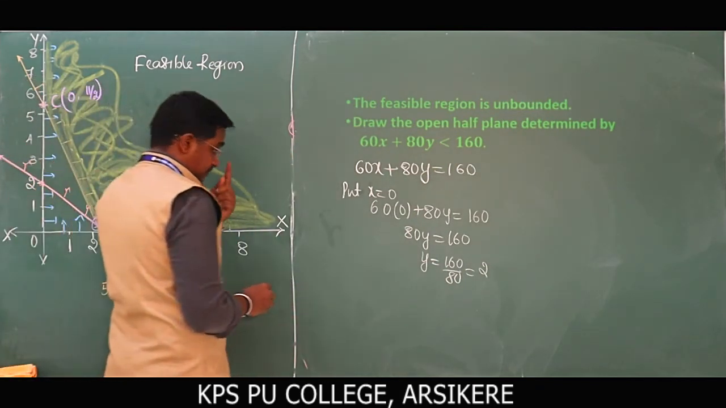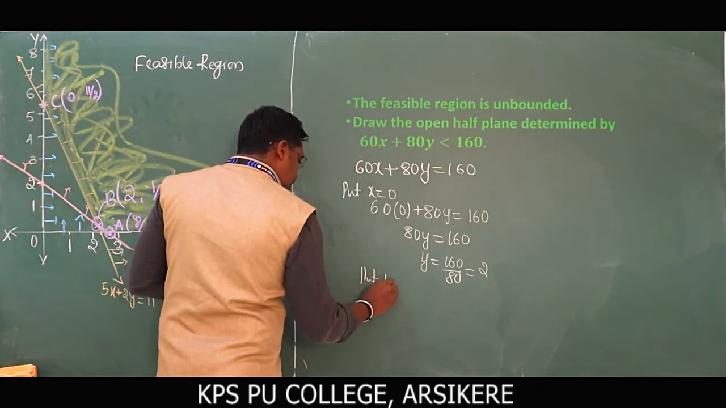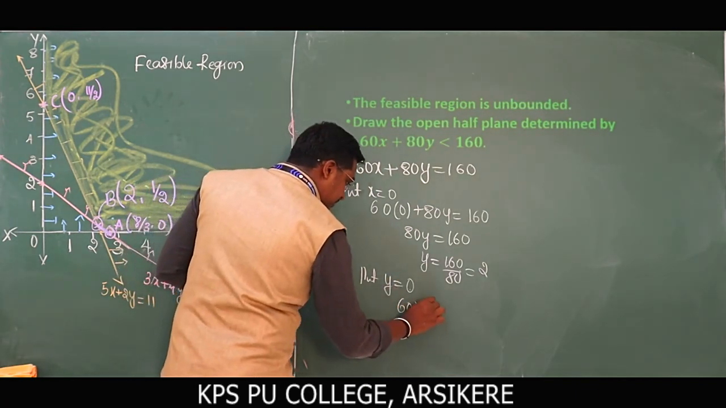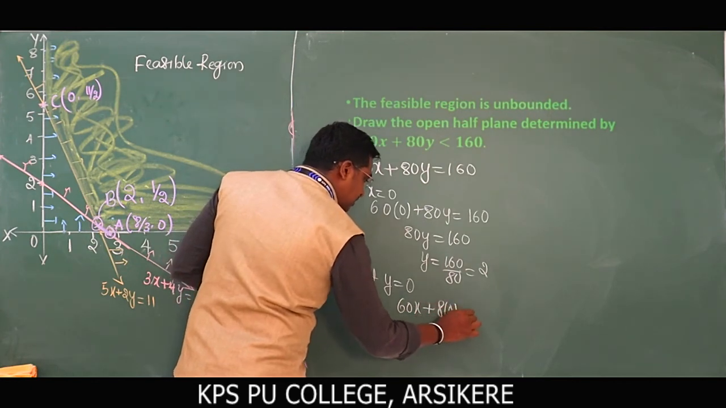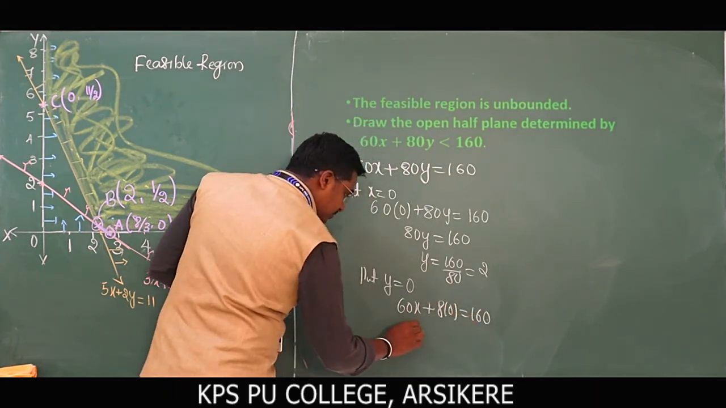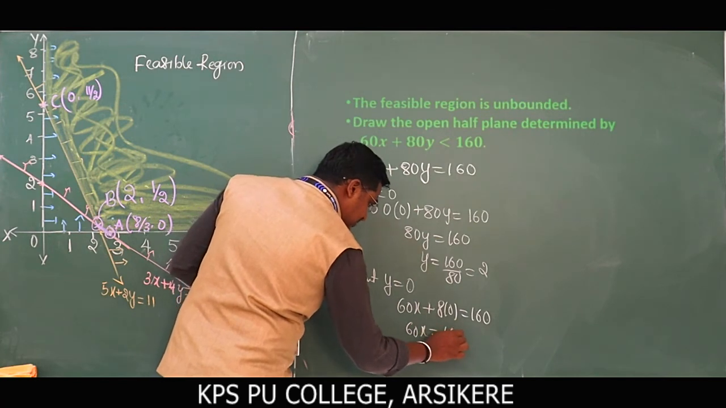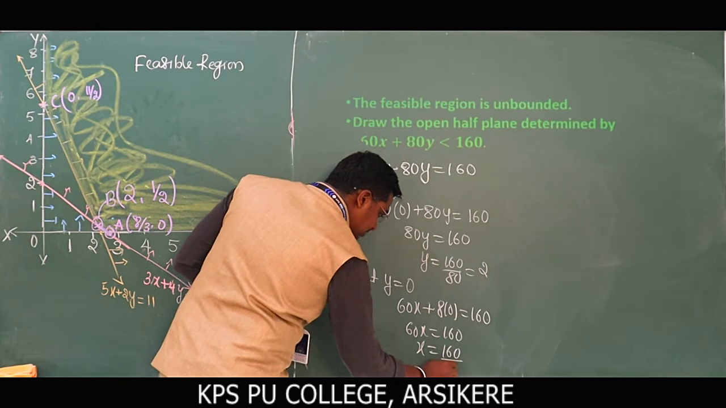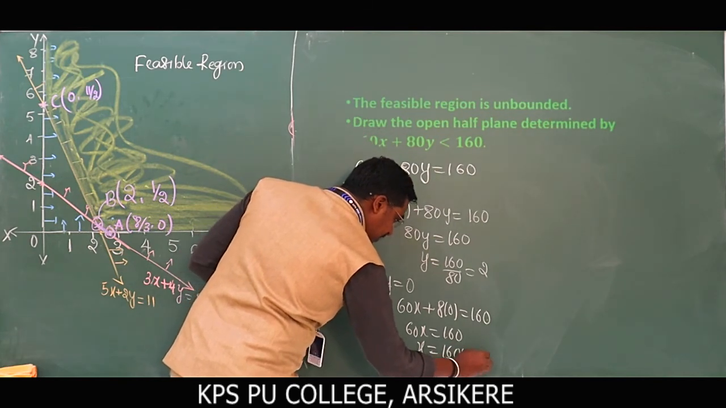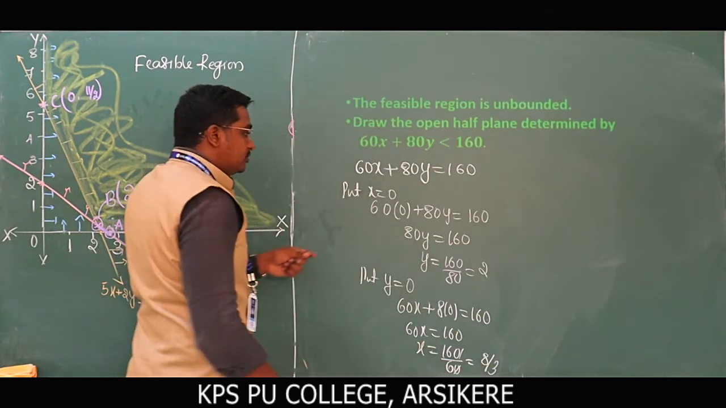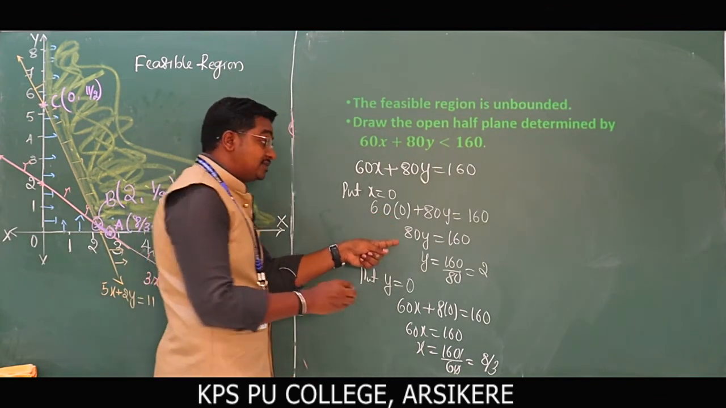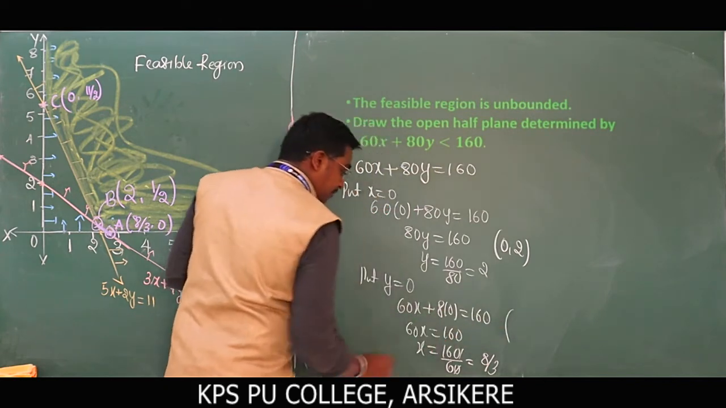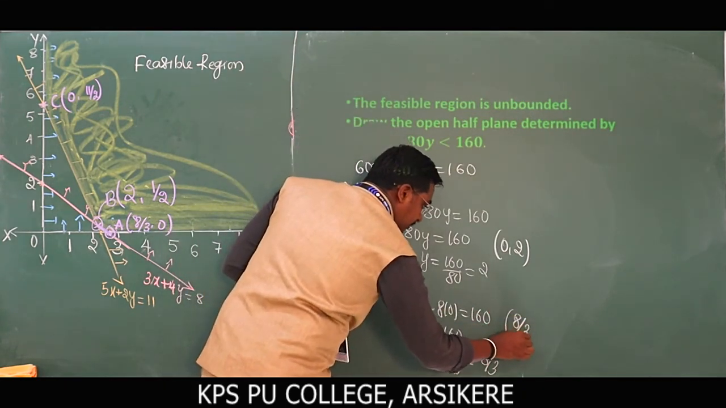What about x? So put y is equal to 0. 60x plus 80 into 0 is equal to 160. So it is 60x is equal to 160. What about x then? x is equal to 160 divided by 60. It cancels, we get 8 divided by 3. So the corresponding point on the y axis will be 0, 2, and for this one 8 by 3, 0.